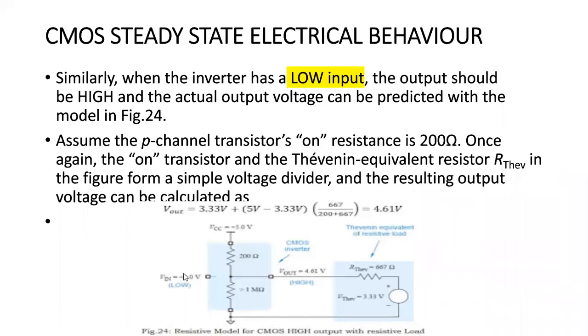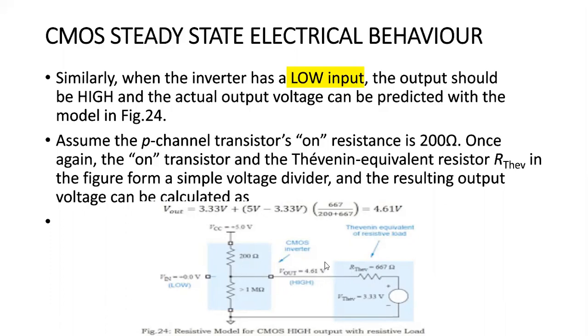For the low input, what happens? The PMOS transistor will be on and the NMOS transistor will be off. Hence, the NMOS transistor offers high resistance of the order greater than 1 mega ohm, and the PMOS transistor offers low resistance of the order 200 ohms. So now I have to calculate the output voltage. For this, I am calculating 3.3 volts plus the voltage across this 667 resistor, which is 5 minus 3.3 by the total resistance of 200 plus 667.